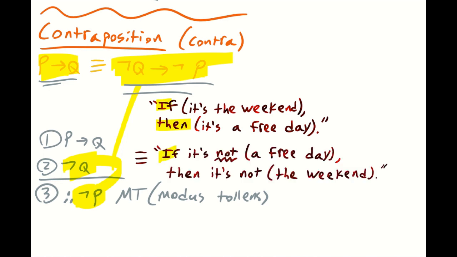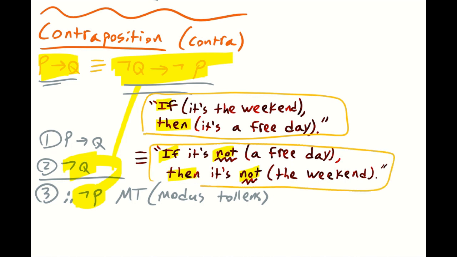It would be this: if it's not a free day, then it's not the weekend. And we can see that these are logically equivalent. This first proposition is logically equivalent to the second proposition, and vice versa. So if this is true, then this will be true, and again, the same is true vice versa. Moreover, it's a helpful check. So let's say you're given a complicated proposition of this form: if such and such, then such and such. Do contraposition, and maybe you'll understand the meaning of the conditional better.